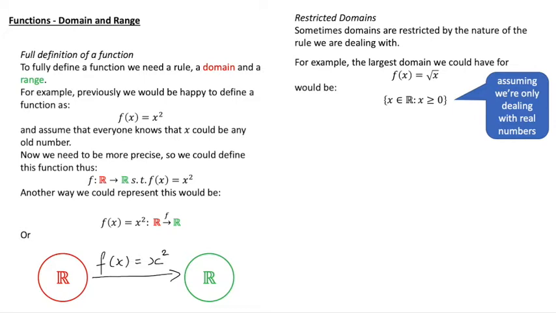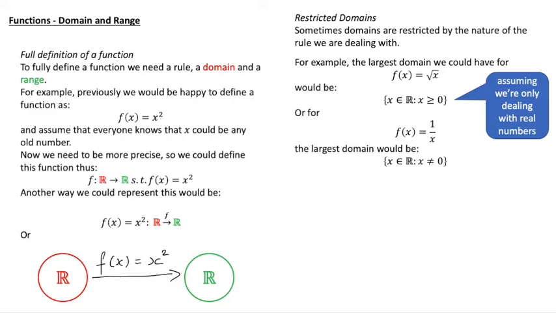Assuming we're only dealing with real numbers, those of you studying further maths or with a wider interest in mathematics than just your schoolwork will know that we can square root negative numbers, but we have to move into a different set of numbers called the complex numbers. So in ordinary numbers or real numbers, we have to stipulate for root x that x is greater than or equal to 0.